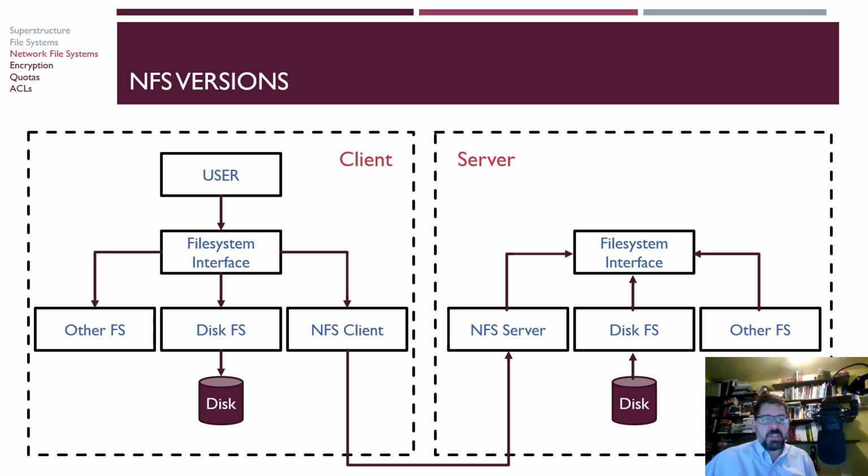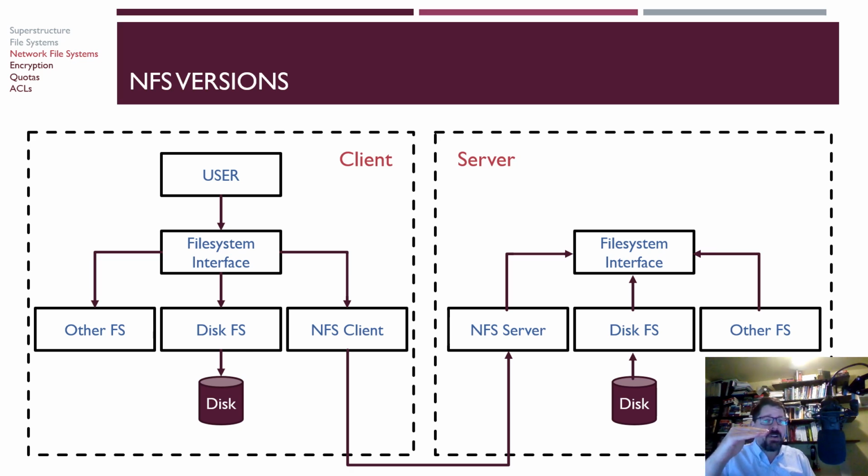So here's what it looks like, right? You've got a server and a client. On the server, you've got a disk which has maybe a couple different file systems. And then you've got this file system interface and then the NFS server. So a client can mount, through the NFS client, to the NFS server and get access to that file system on the server. That's basically how it works, right?